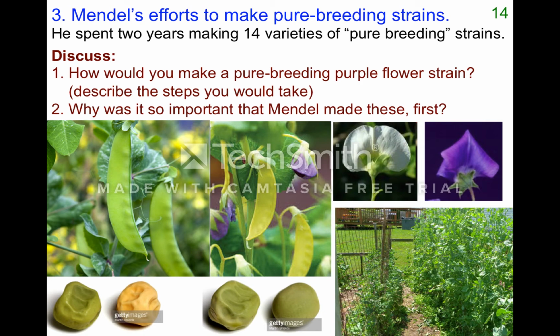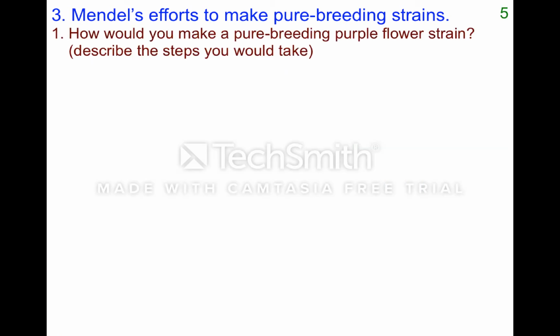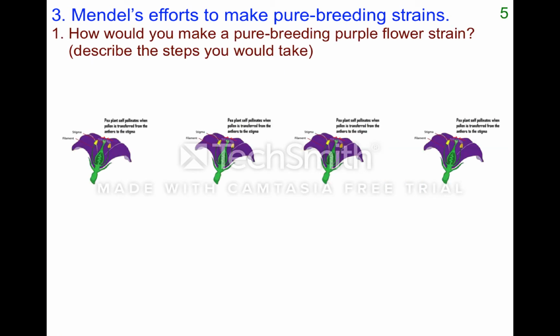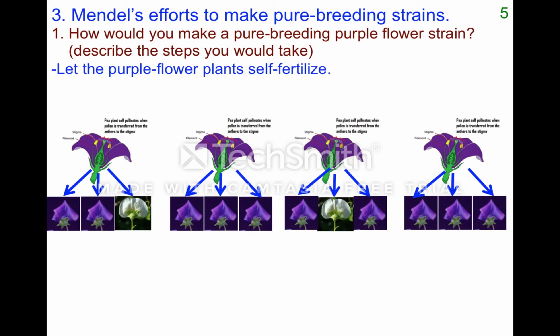So hopefully you thought about it and, in your head or written down, step by step figured out how you might make a pure breeding strain. So let's talk about it. Let's say you have a bunch of plants that produce purple flowers, but you don't know for sure whether they're pure breeding or not. So what you could do is start by self-fertilizing them, let them fertilize themselves, and see what the offspring look like.